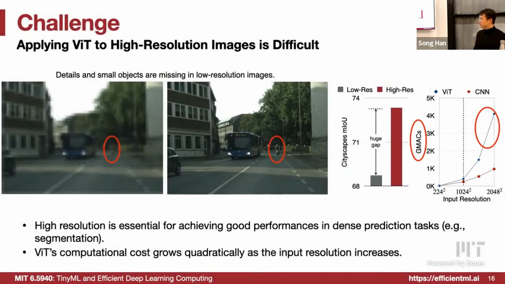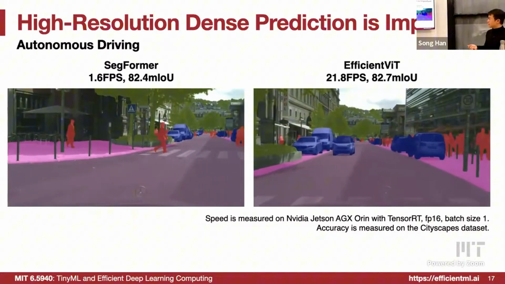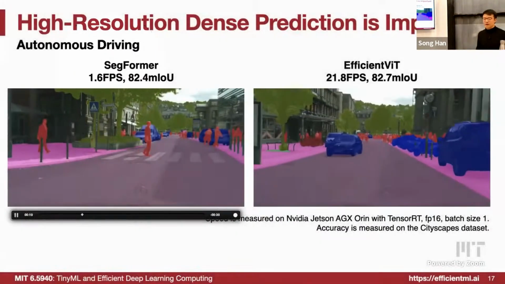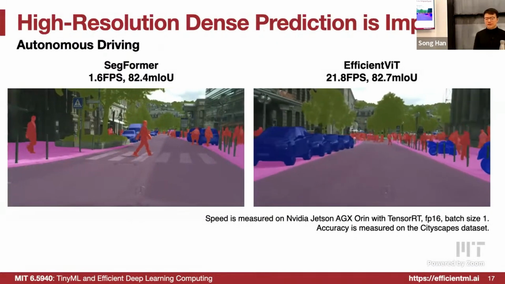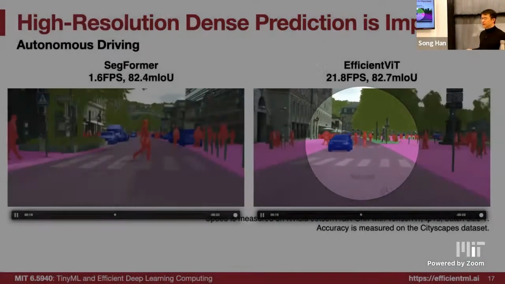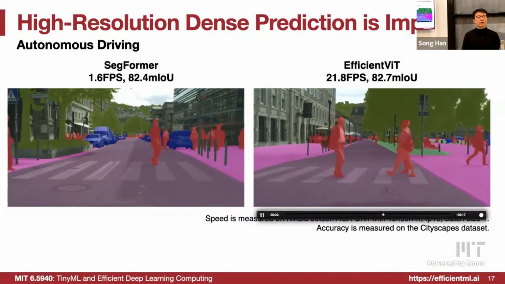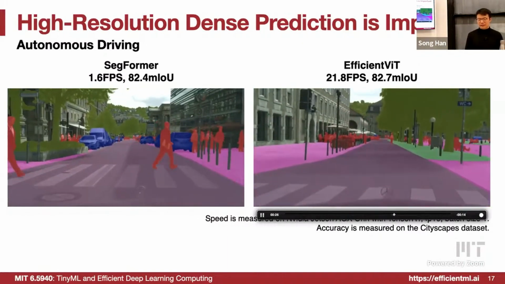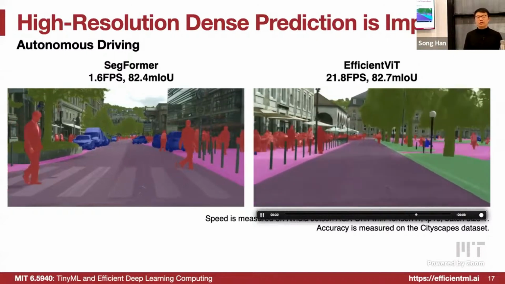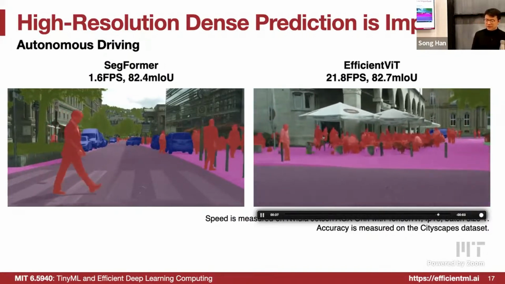So how do we solve this problem? Actually, efficient ViT can make it much faster. This is comparing the baseline, which is running at 1.6 frames per second. SegFormer is a very pioneering work using transformer for segmentation tasks. At that time, the frame rate was pretty low, but after the acceleration, we can find efficient ViT can make it much faster, from 1 frame to 21 frames per second, while still maintaining the accuracy. This is measured on an NVIDIA Jetson Orin, a mobile GPU, in FP16 with batch size 1.